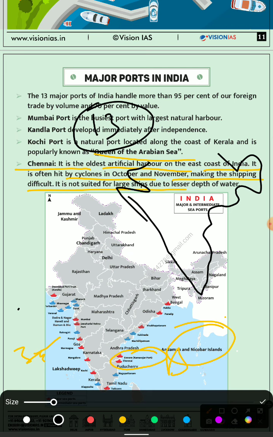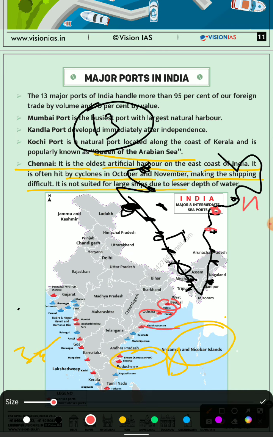First is Kandla, then Porbandar, Vasai, Surat, and Mumbai, JNPT, Panaji Goa and Kochi. Then in Tamil Nadu there is Tuticorin, then Chennai, Ennore, Visakhapatnam, Paradip, then Haldia. Odisha has Paradip, and Visakhapatnam is in Andhra Pradesh. These are the minor ports and where they are situated.